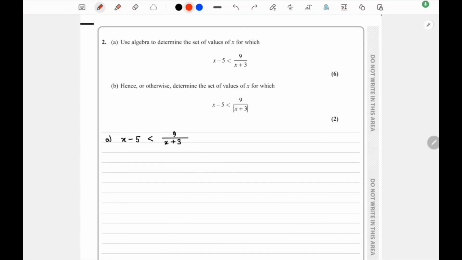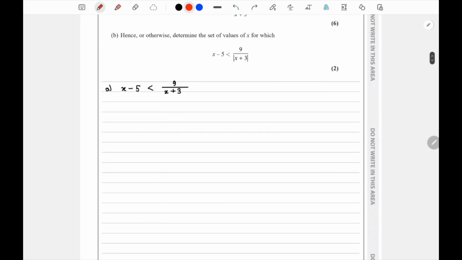For question number 2a, we need to solve the inequality we have over here. And to do that, we need to multiply both sides with (x+3) squared. We cannot multiply it with x+3 alone because it might be a negative number, which would flip the inequality sign. So to avoid that, we multiply both sides with (x+3) squared, which must be positive for all real values.